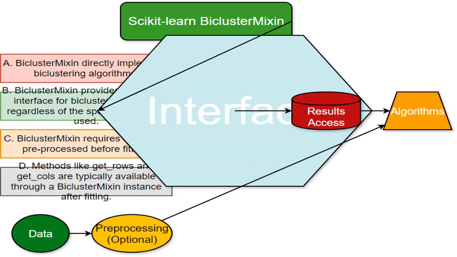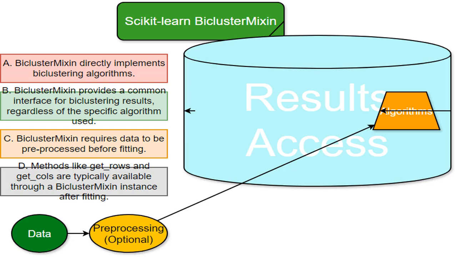This refers to the way different parts of a program interact. In this context, the BiclusterMixin defines a standard interface for accessing biclustering results, making it easy to work with different biclustering algorithms. This refers to how you get information from the results of the biclustering algorithm, after it has completed. The BiclusterMixin makes accessing these results consistent across different algorithms.